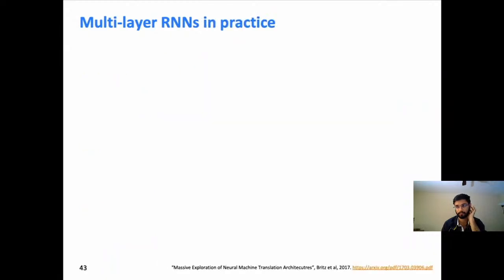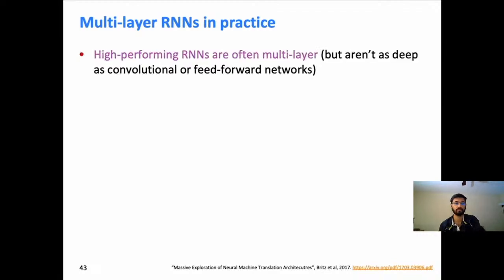So, multi-layer RNNs in practice tend to perform pretty well. When I look at RNN-based systems that are doing very well on some kind of task, they usually are some kind of multi-layer RNN. But they certainly aren't as deep as the deep convolutional and feed-forward networks you might have seen in, for example, image tasks. Very deep convnets are, I think, hundreds of layers now, and you certainly aren't getting RNNs that are that deep.